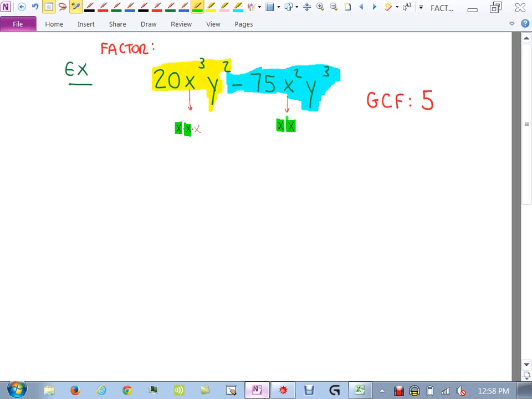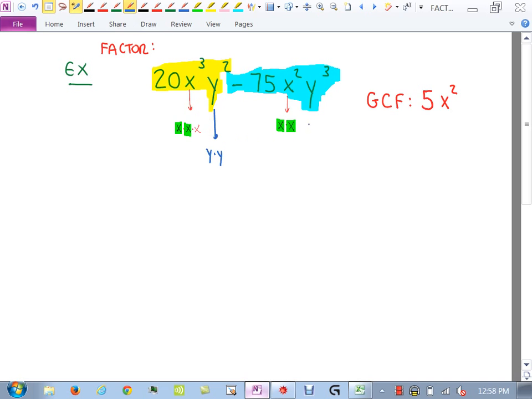You can just look at this and say, oh, 3 of them here, 2 of them here. I need to take what they have in common. They both have at least 2. What you don't want to take is just 1, though, because you want the greatest common factor. And you don't want to forget them. If you forget them completely, then it'll be wrong, because it won't be factored correctly. So what am I going to put over here in my GCF next to the 5? X squared.